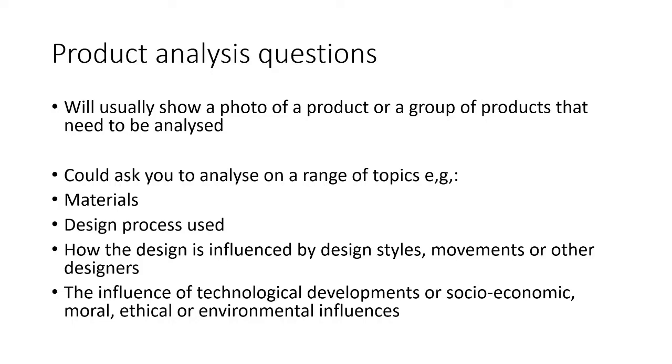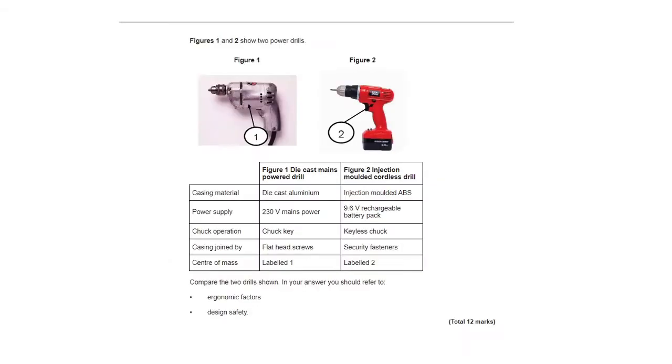It might ask you to analyze based on a range of topics. It could be to do with the suitability of the materials being used, the design process being used, the manufacturing process being used. It might ask you about the design influence, so the design style or movements. It might also ask you about the influence of the development of technology, or ethical issues or environmental issues. So there's a very, very broad range of things it may ask you, but it will always specify for you. I'm going to show you a couple of examples and we'll break this down.